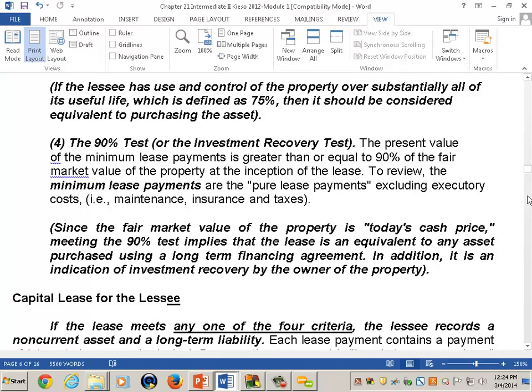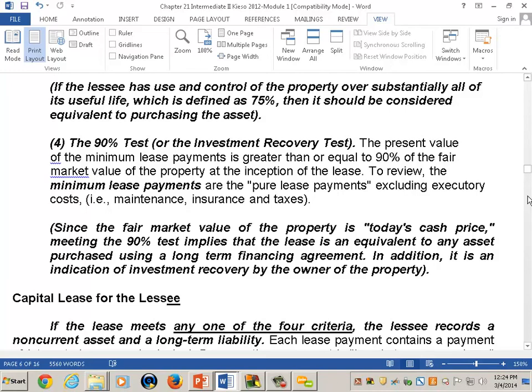So you can avoid capitalization, just make sure that you have not met any one of these four conditions. If you meet any one of the four, the asset is on balance sheet. If you don't meet any, it's an operating lease, and you have simple rent expense.